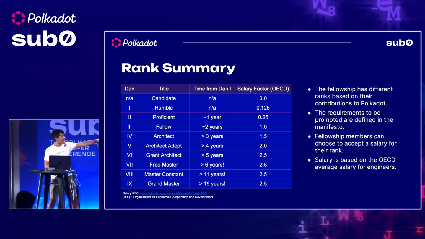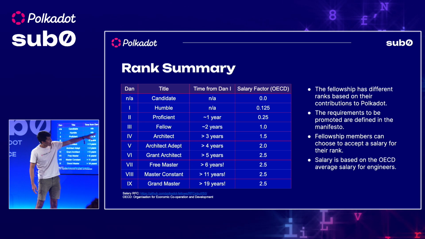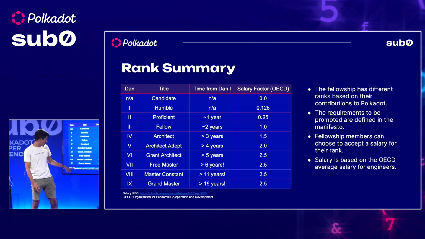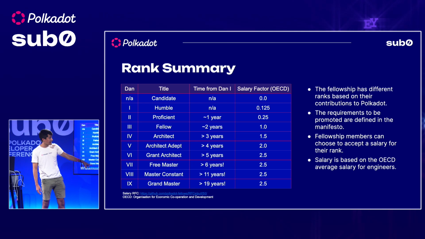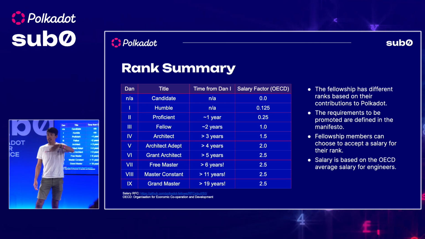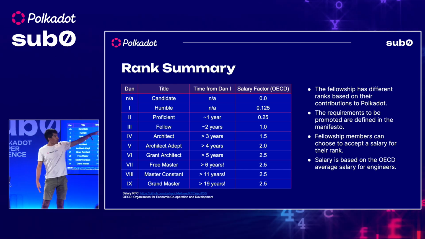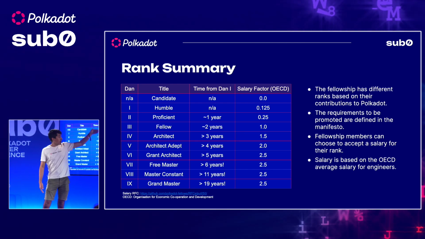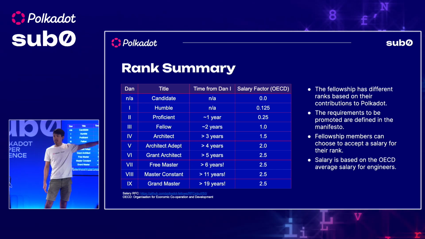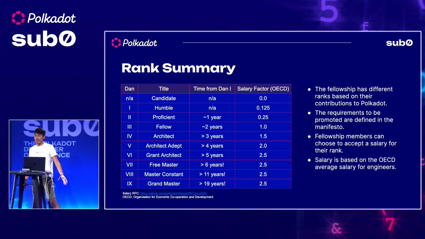And you can see here the salary factor for the fellowship is based on the OECD, which is the Organization for Economic Cooperation and Development, their average salary for the countries in this organization. So as the years progress and inflation happens or salary prices change, we will update the salaries. So basically here you can see at level 3, you should expect to get the basic average salary for an engineer in these OECD countries. Does that make sense? And again, as it develops, it'll change.